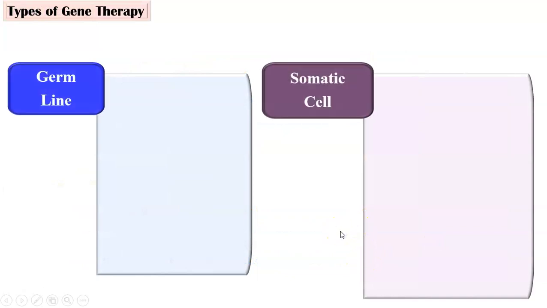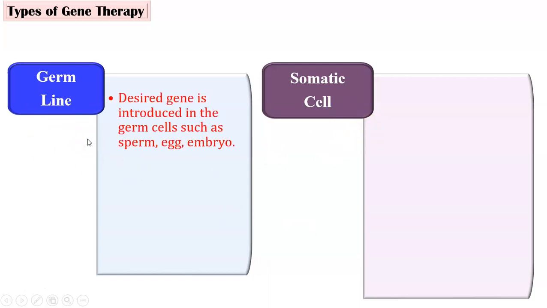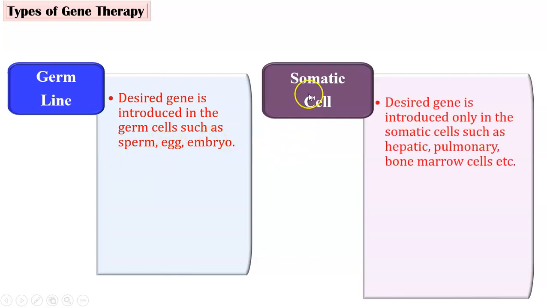Gene therapy is of two types: germline gene therapy and somatic cell gene therapy. Germline gene therapy is used in reproductive cells such as sperm, egg, embryo. Whereas somatic cell, as the name suggests, the somatic cells are used in this therapy, such as liver cells, hepatic or lung cells, pulmonary cells, bone marrow.